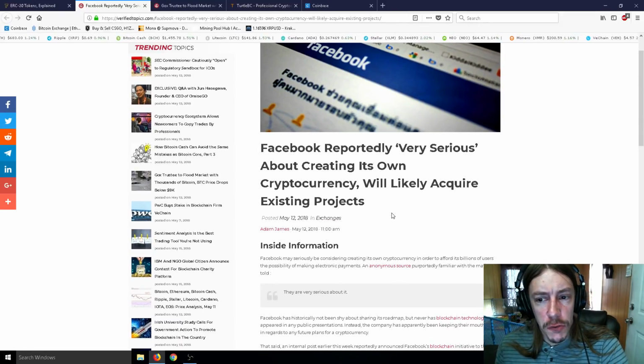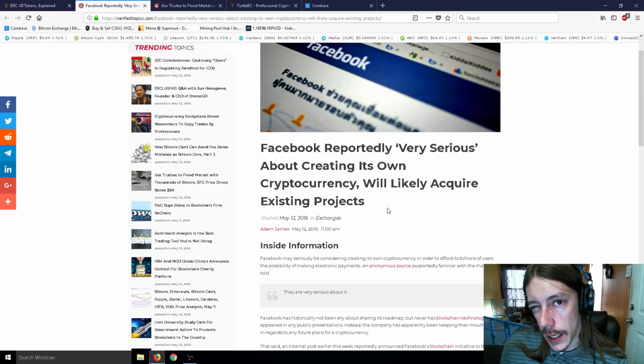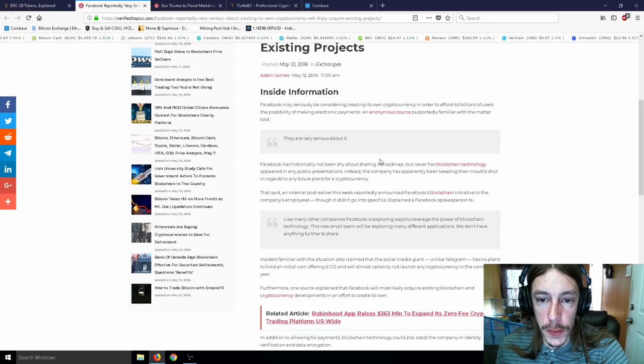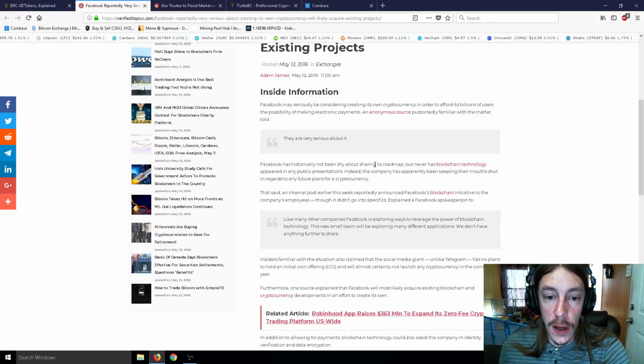Another thing is that Facebook is reportedly very serious about creating its own cryptocurrency. I talked about this yesterday a little bit. We will likely acquire existing projects. Facebook may seriously be considering creating its own cryptocurrency in order to afford its billions of users the possibility of making electronic payments. An anonymous source purportedly familiar with the matter said they are very serious about it.